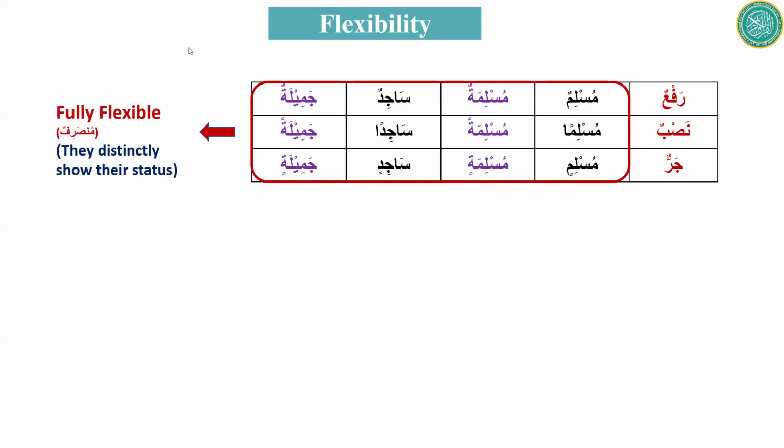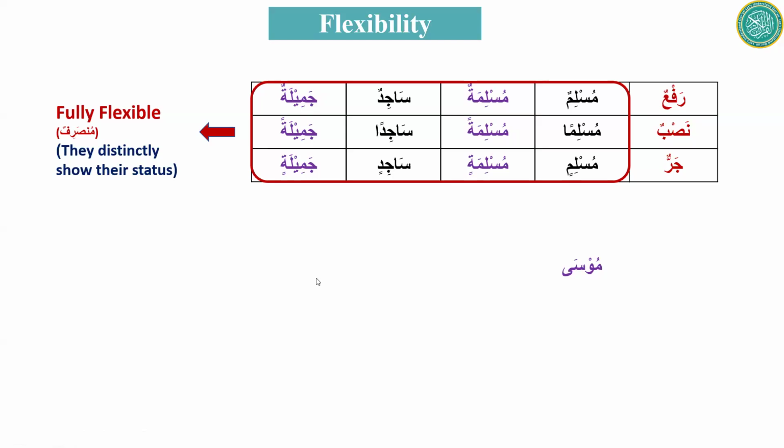Now, the next category. I'm showing the word Musa, which is written here. And I'm going to ask Sister Rehana. Sister, can you tell me? Not flexible. Why is it not flexible? Because Musa is always Musa in rafa, nasab, and jar. Yeah, it never changes.